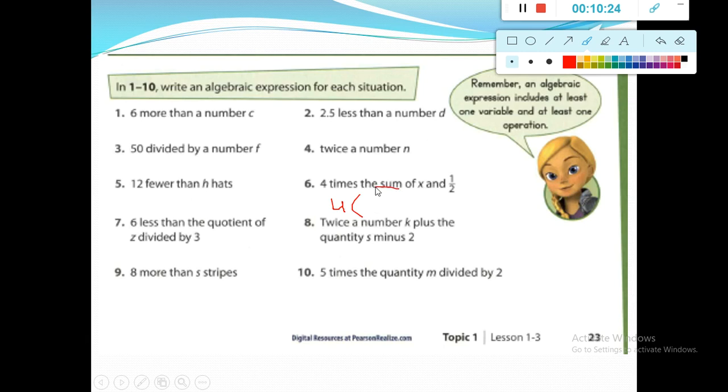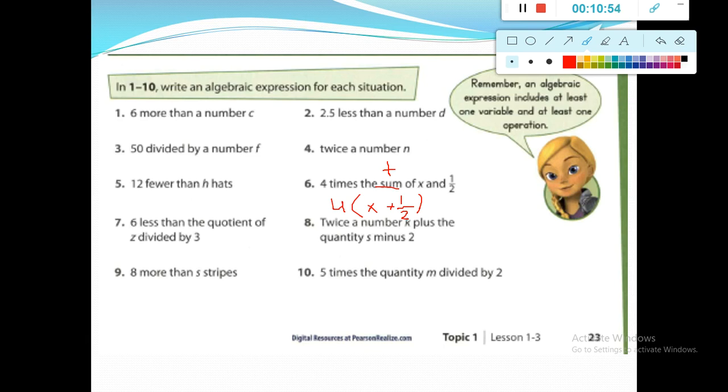Sum means what? Plus. Sum of x plus half. Do I need to write multiply between the parentheses and 4? Yes, if you write it, it's okay. If you put a dot, it's okay. If you just write 4, parentheses, x plus half, it's okay.